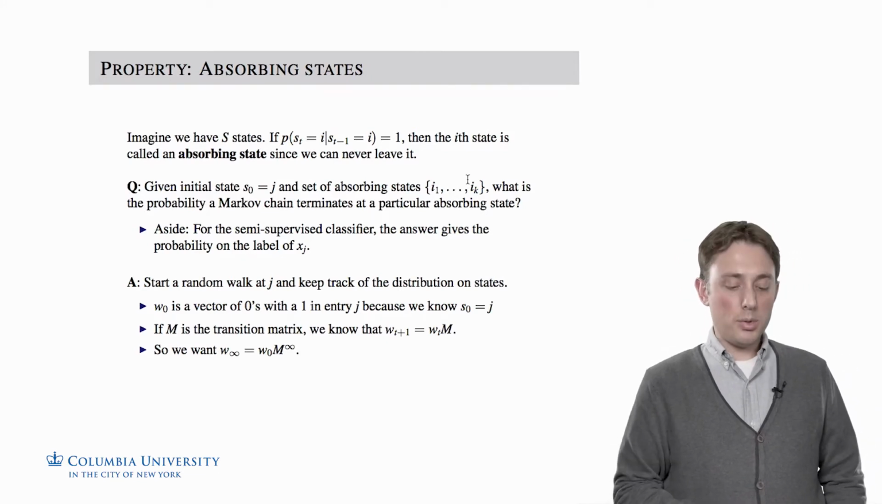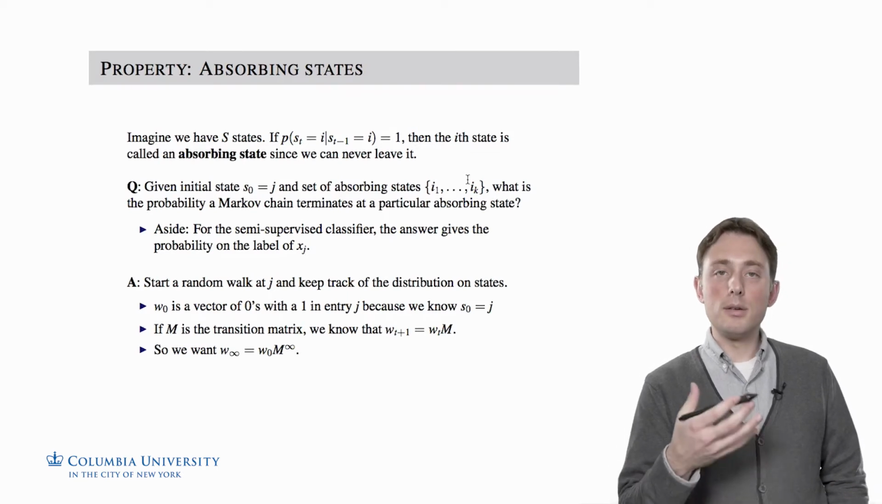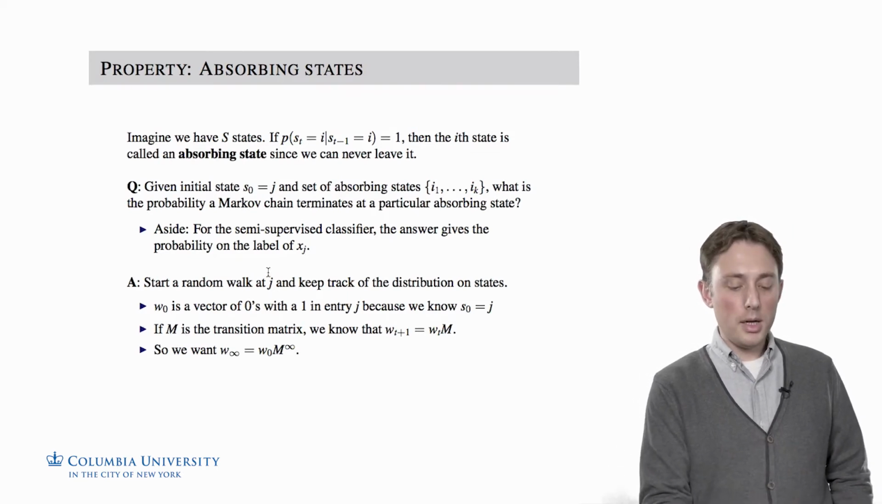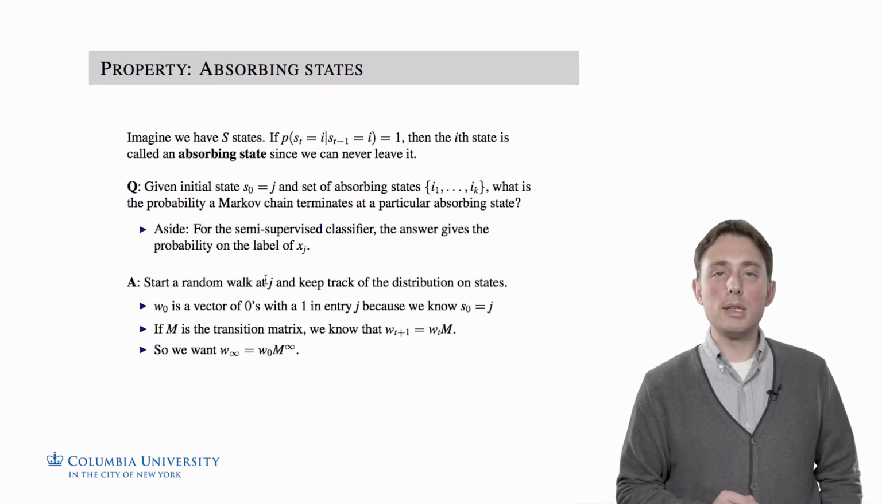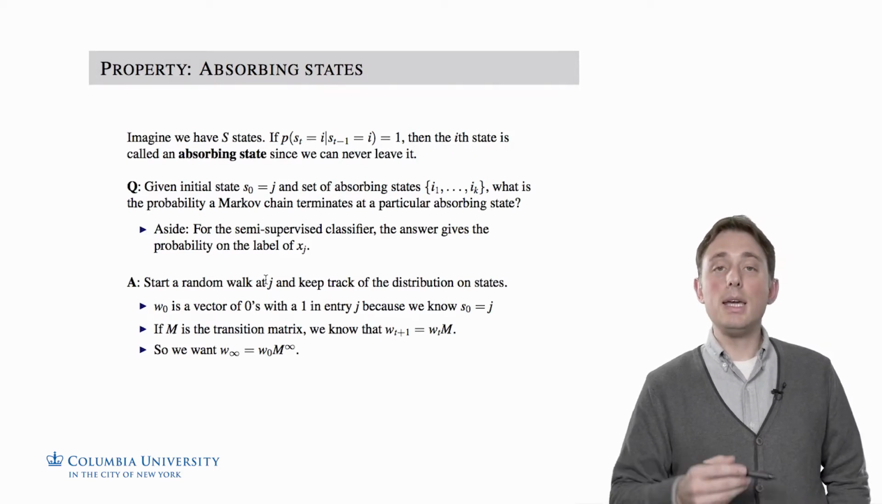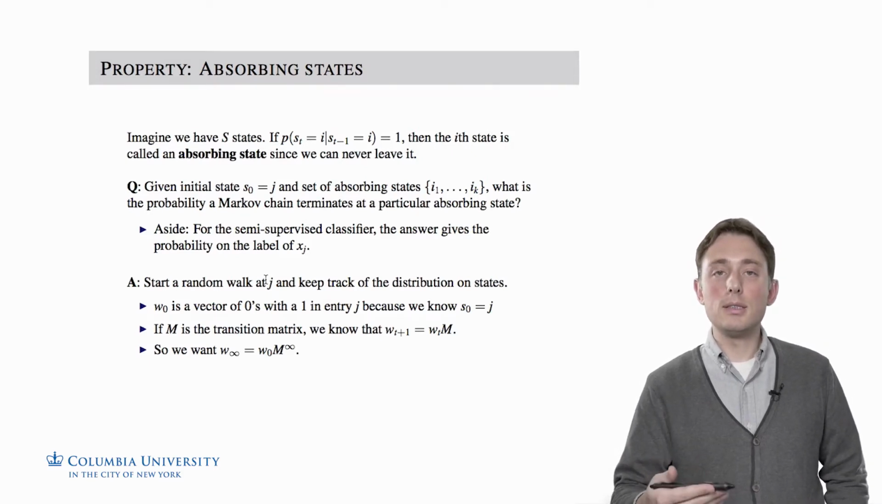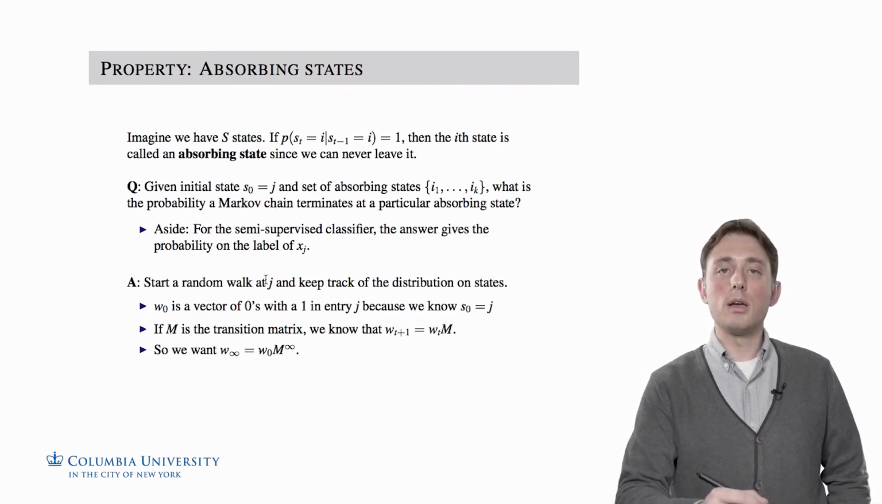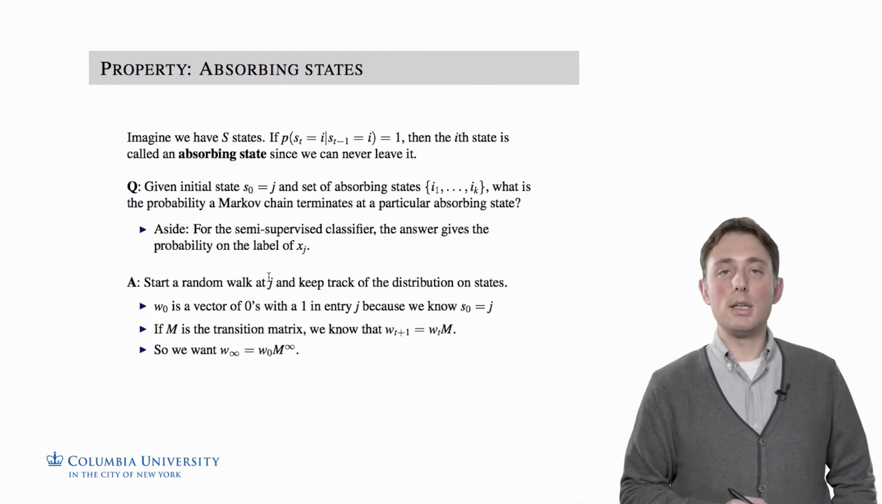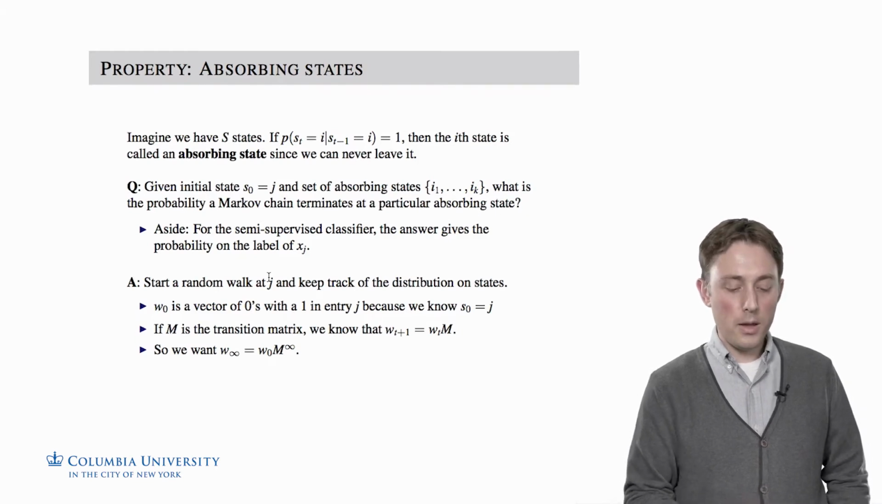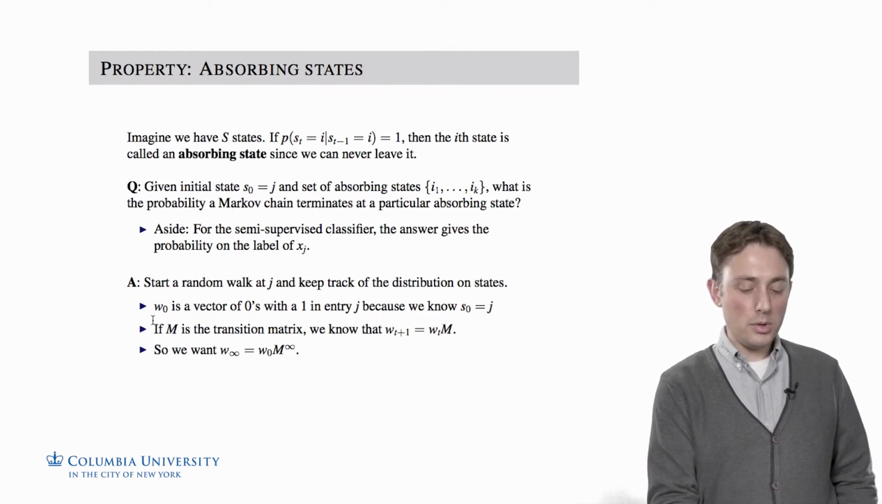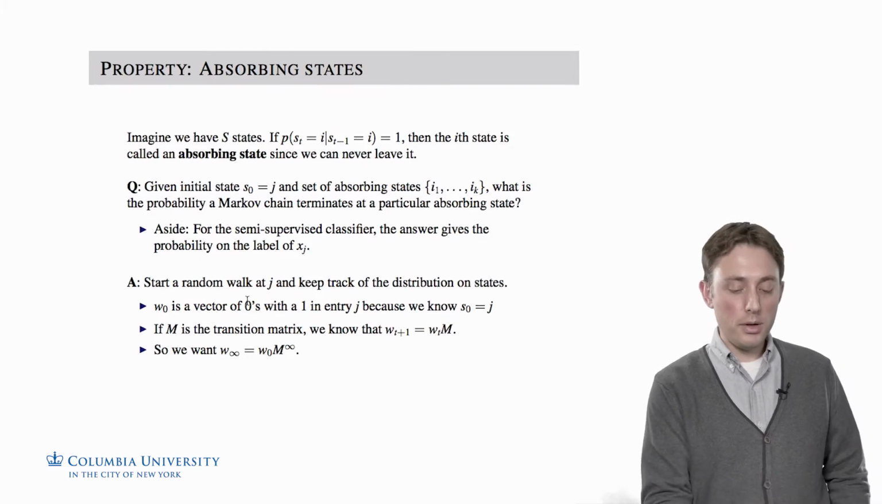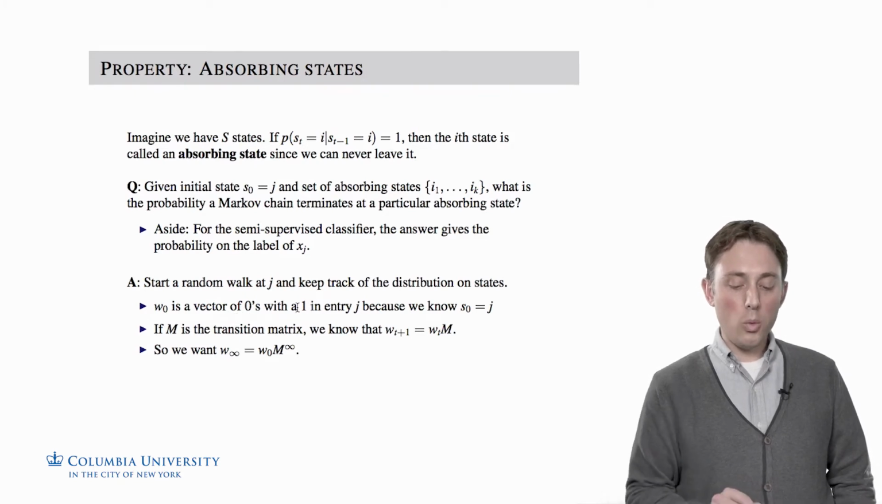So the answer to this problem, or at least the first way to approach it, is to simply start a random walk at state j and keep track of the distributions on states as a function of time. So we start the random walk deterministically at state j at time 0, and so in that case W0, using the same notation previously, is a vector of all zeros. It's a vector with n minus 1 zeros and a 1 in entry j.